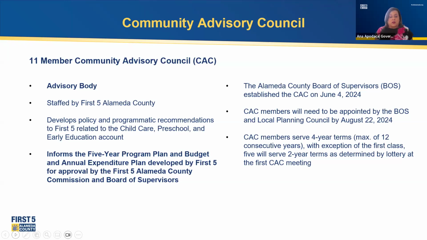The Board of Supervisors did establish it on June 4th. The Board of Supervisors and the local planning council will need to appoint council members within 120 days of the effective date of the ordinance. The CAC members will serve 3 four-year terms, so a maximum of 12 consecutive years, with the exception of the first class, which will serve 2-year terms as determined by lottery in the first meeting. Next slide.